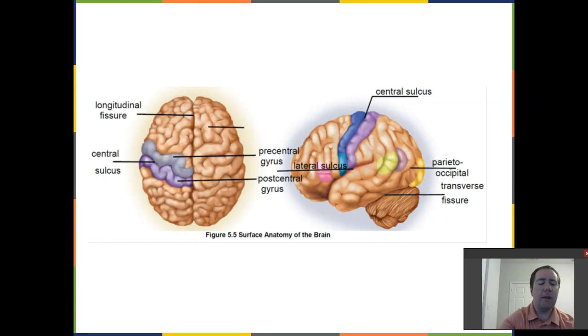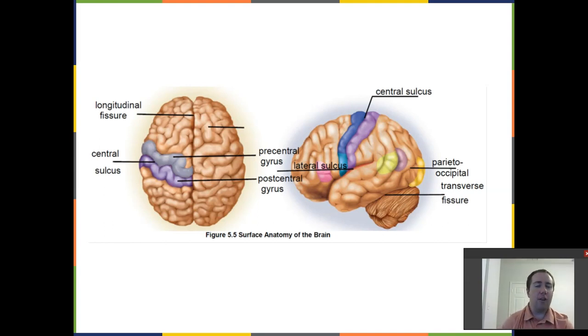Now, if we look at the brain, obviously there are a lot of gyri. But the two that we really focus on are the precentral gyrus and the postcentral gyrus, which are descriptively named because they are right next to what we call the central sulcus, this valley that more or less divides the brain in the front and the back. And so the precentral gyrus is the gyrus just in front of the central sulcus. The postcentral gyrus is the gyrus just behind the central sulcus.